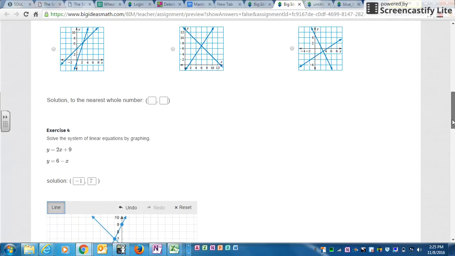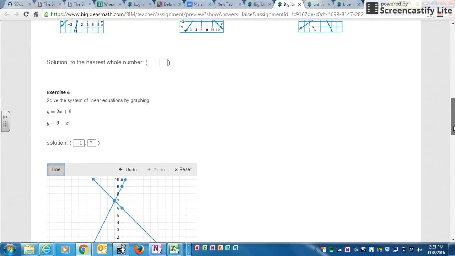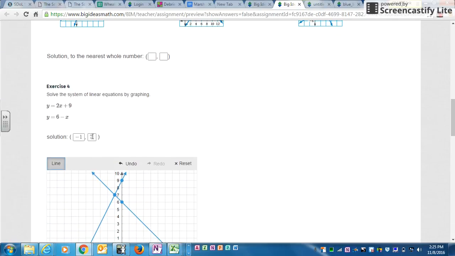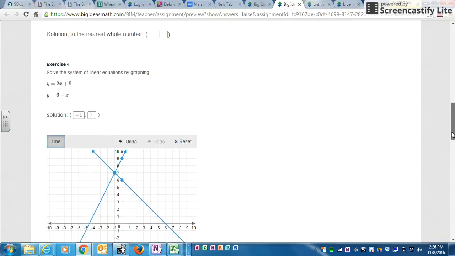And then for exercise 4, I have the answer there for you, so I'm not going to show you any more. But for exercise 4, you're going to graph the line, and you're going to find on the graph where both lines intersect. That means they cross each other. How are you going to graph them? We're going to use the y-intercept, which is 9.